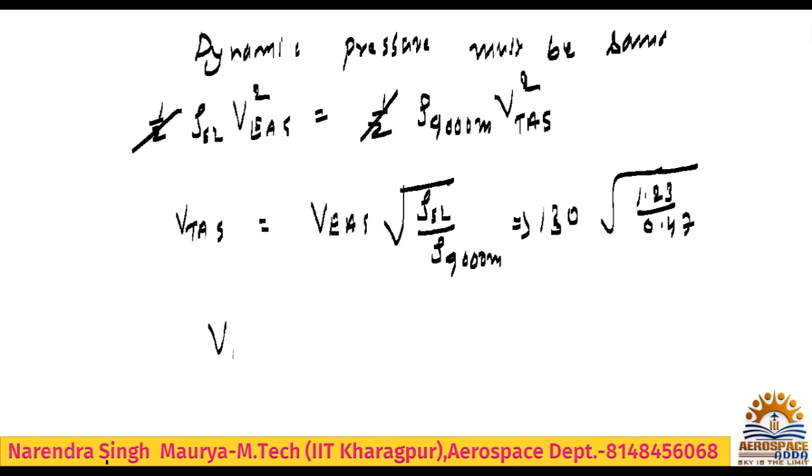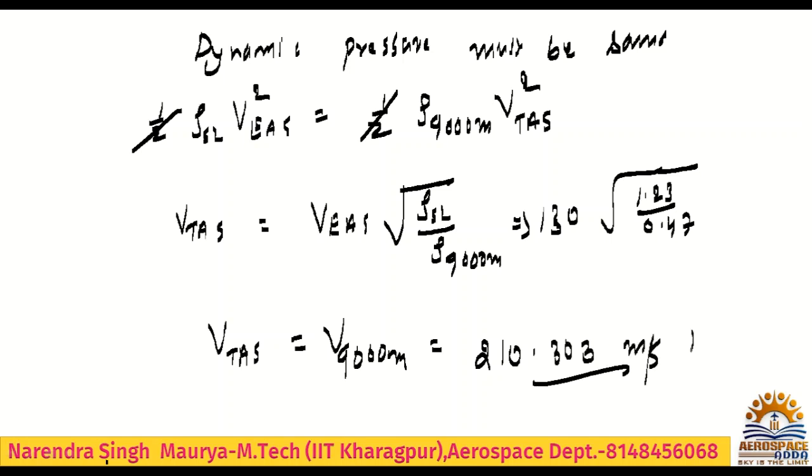Okay, so your true airspeed, or you can say speed at 9,000 meter, must be... Let me calculate this value. So you will get 210.303 meter per second. This will be the answer.